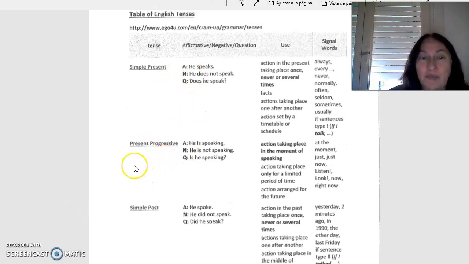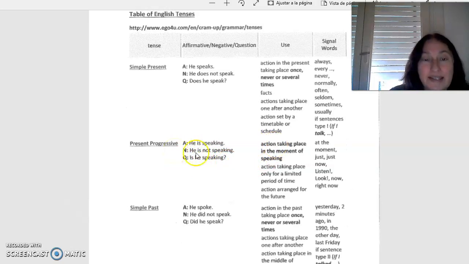Next, we have the present progressive. In terms of form, you know that you have a form of the verb to be, is, are, am, plus a verb with an ing at the end. He's speaking, he's not speaking, and an inversion for the question, is he speaking?